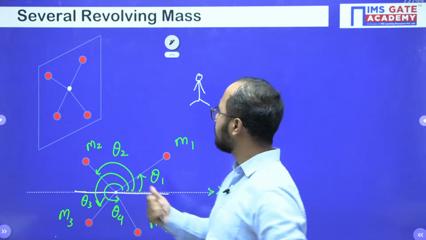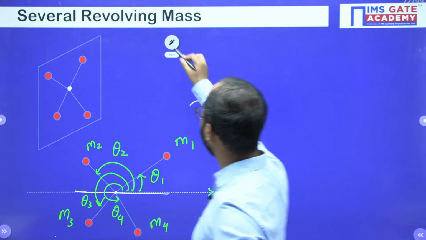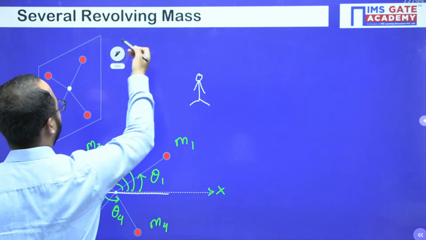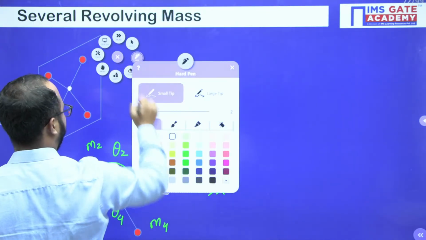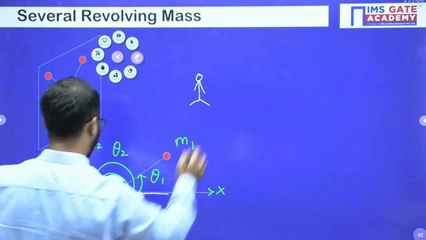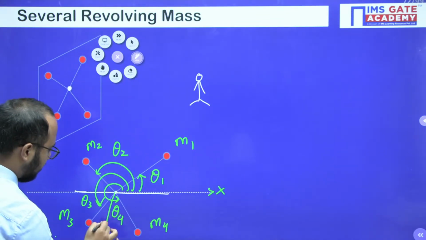Now let's suppose some balancing mass I placed. I will use a different color here so that you will get an idea. Okay, let's suppose some balancing mass.